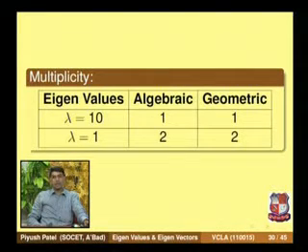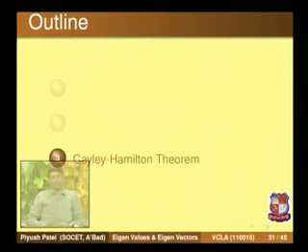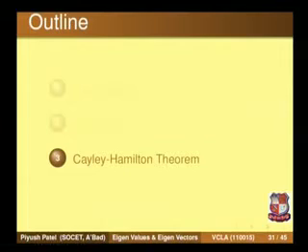So by doing this example, I think you must be able to find out the algebraic and geometric multiplicity of a given matrix. Now next is the Cayley-Hamiltonian theorem.